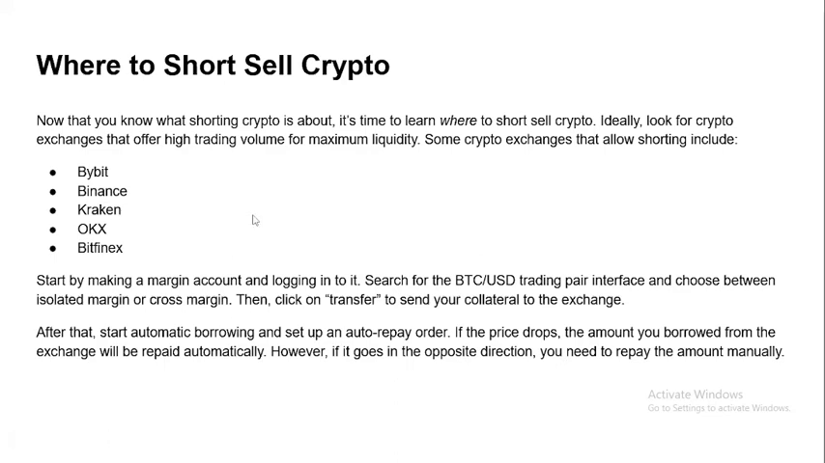So start by making a margin account and logging into it. Search for the BTC USD trading pair interface and choose between isolated margin or cross margin, then click on transfer to send your collateral to the exchange. After that, start automatic borrowing and set up an auto repay order. If the price drops, the amount you borrowed from the exchange will be repaid automatically. However, if it goes in the opposite direction, you need to pay the amount manually.